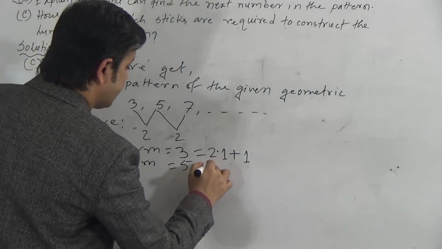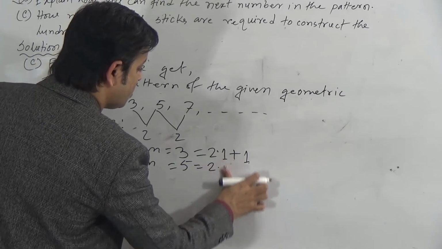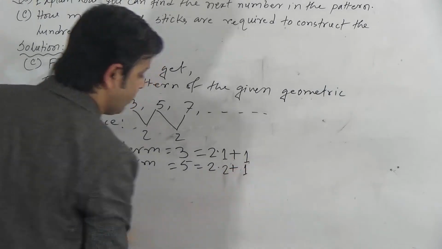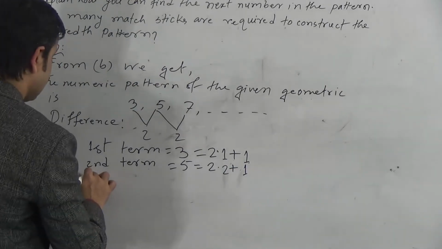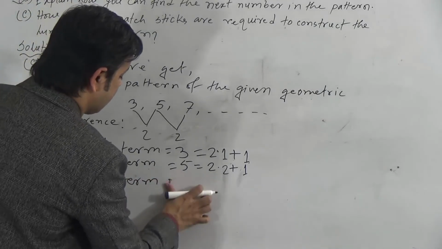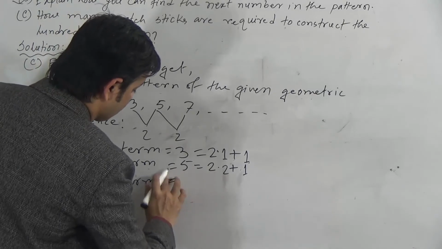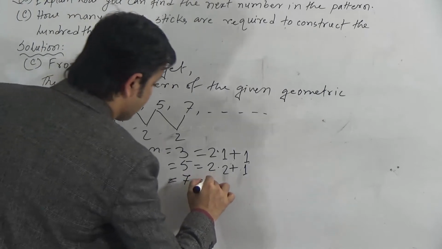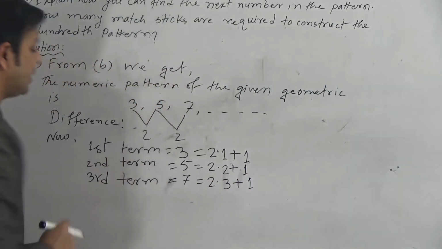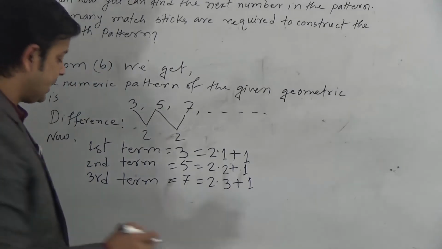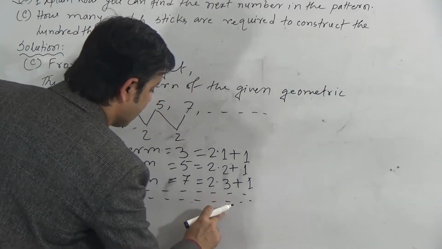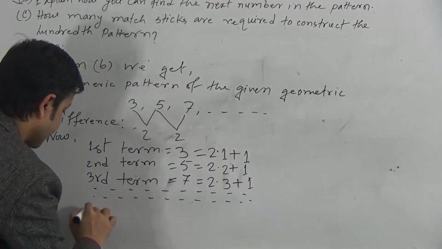Second term. The second term is 5, so we can write here 2 into 2, where this term number is 2. So we have to add here 1. 2 times 2 is 4 and we need 1 to get 5. Third term. What is the third term here? The third term is 7. To get 7, we need difference into third term, 3, and then 1. 3 twos are 6 and 1 is 7. I have determined a technique here. What is the technique? Here, the difference into number of terms plus 1. This is the technique.